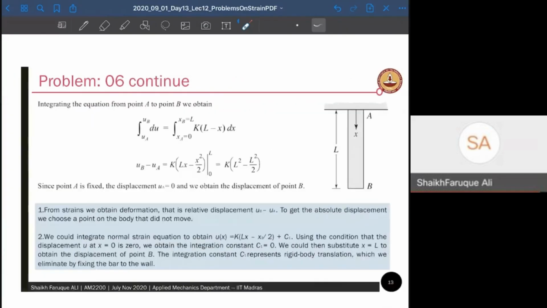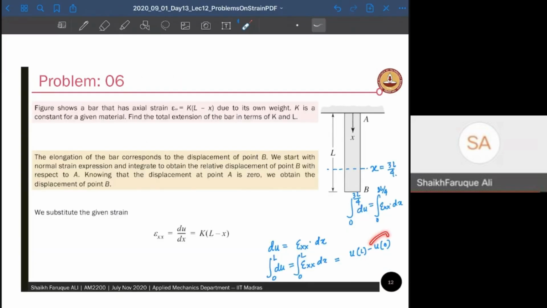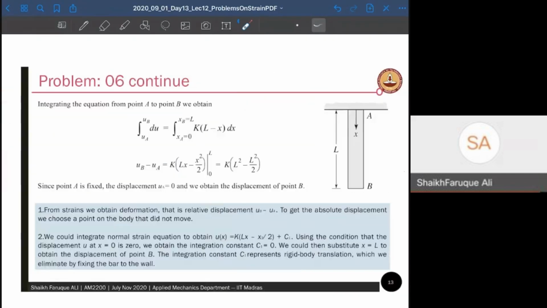If I do that, this is what has been done. If you do it, you get this value. But please note, I need to know what is u of 0. Otherwise, I cannot find u of L. So what is u of 0? This point is fixed, right? Therefore, deformation at point x equal to 0 is 0. But deformation at x equal to L is given by just this value in terms of L once you integrate it. So please note, if you know deformation at any fixed point on the body, you can find deformation along any point of the body just by integrating it.